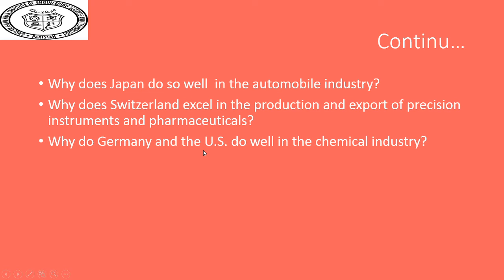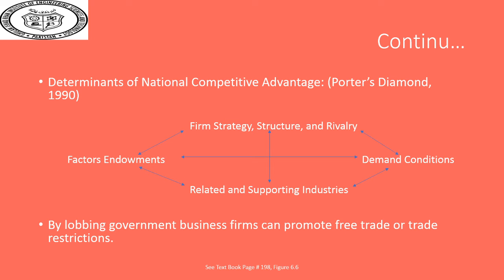Well, maybe some of you know Michael Porter's five forces theories in the marketing and competitive marketing theories. The same Michael Porter is now talking about the determinants of national competitive advantage. This is Michael Porter's Diamond, from the 1990s. This is quite a useful model which helps you understand things. In your textbooks, about page number 198, figure 6.6, that will explain.